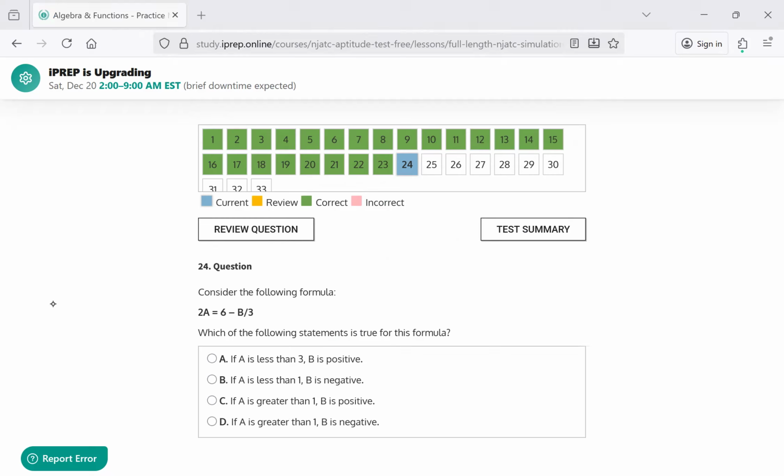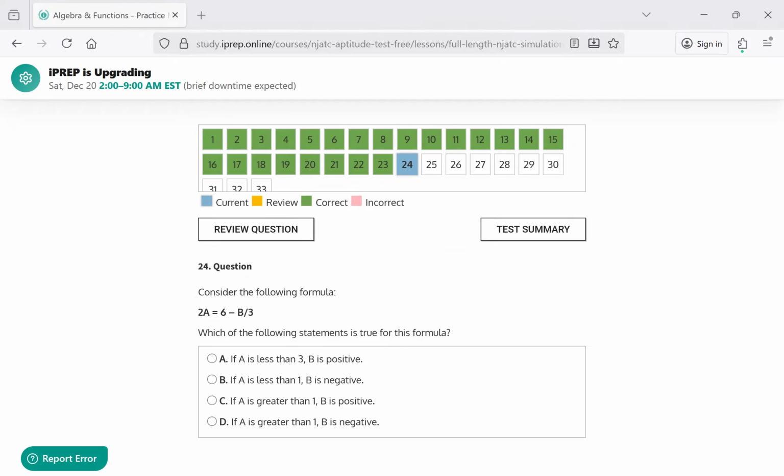24, consider the following formula: 2a equals 6 minus b over 3. Which of the following statements is true? So on this one, what should we do? This one, 24, believe it or not, is a linear line. So when you have a linear line or a linear equation, you should just graph it. Yeah, this is a linear line.